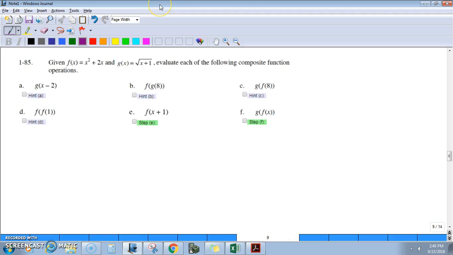Okay. All right, you guys, I don't want to do all of these. I want to give you a chance to practice this, but let's start off with A. That one looks maybe a little more complicated. It's g of x minus 2, which means we take our g of x function, but everywhere we see an x, we do x minus 2. So that's going to be the square root of x minus 2 plus 1, or just the square root of x minus 1.